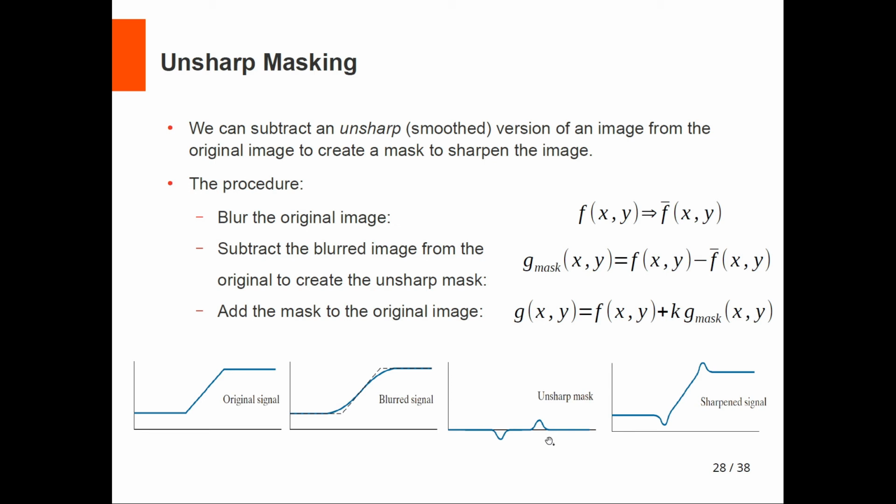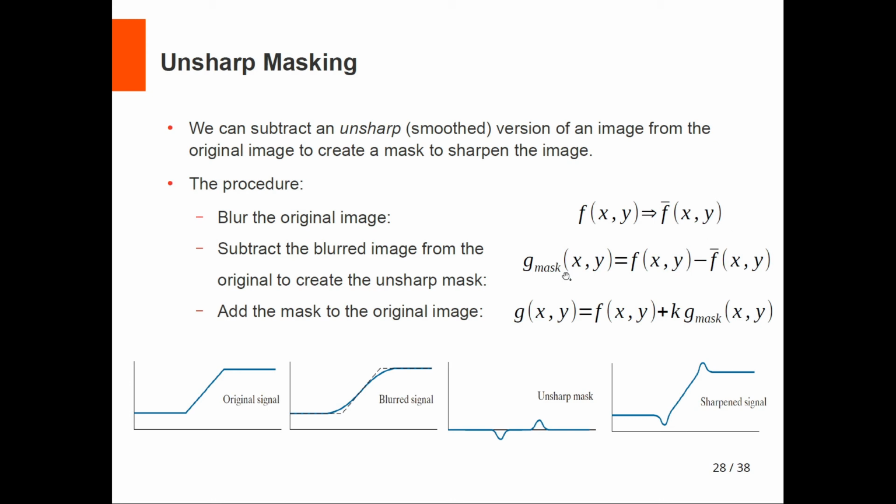Then if we subtract the blurred signal from the original signal, what we get is what is called an unsharp mask. As you can see, in the areas that the intensity or the derivative changes, we have undershoot and overshoot. So now if we sum this unsharp mask with the original image, we get a sharpened image. So in mathematical form, we have to first blur the original image. So we go from f of x and y to f bar of x and y. So we can use any of the smoothing kernels that we saw so far.